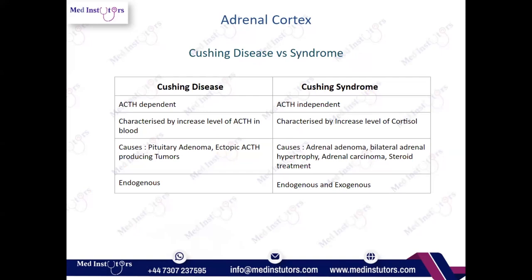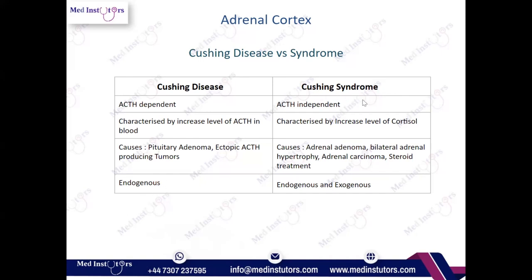What is Cushing disease? It is mainly a disease which is ACTH dependent, characterized by increased level of ACTH in the blood, and mainly caused by pituitary adenoma. Why pituitary? What is the pathophysiology behind that? With this pituitary adenoma, we know whenever there is a cancer, there is a risk of increased production of the particular hormone which is produced by that organ. So in case of pituitary adenoma, there would be more and more ACTH production. And once there is an increased level of ACTH in the blood, we term it ACTH dependent, and it is always endogenous.